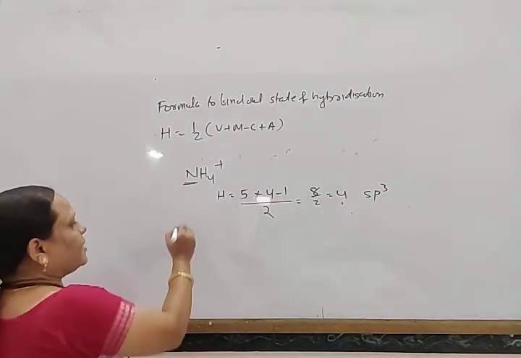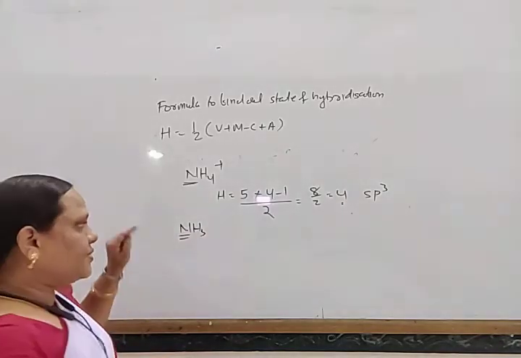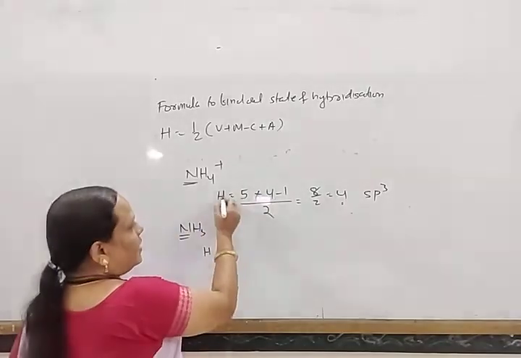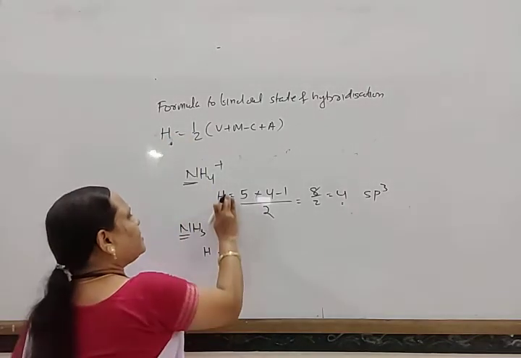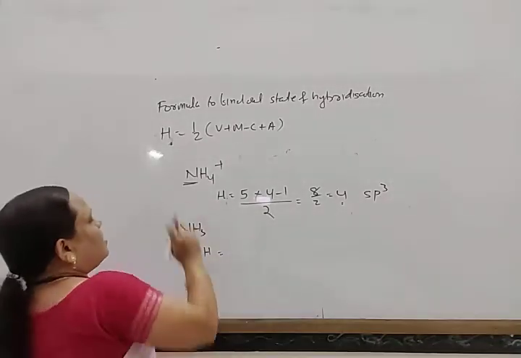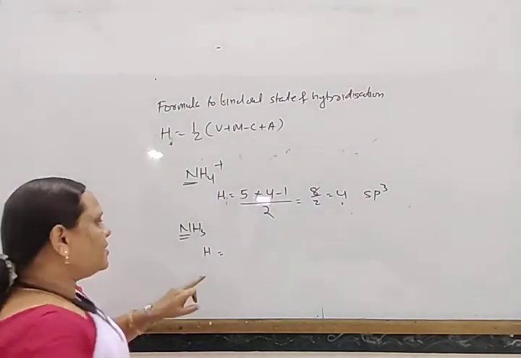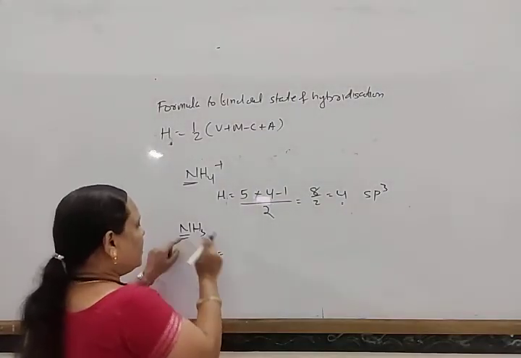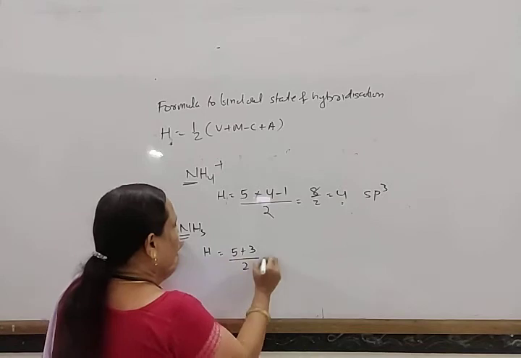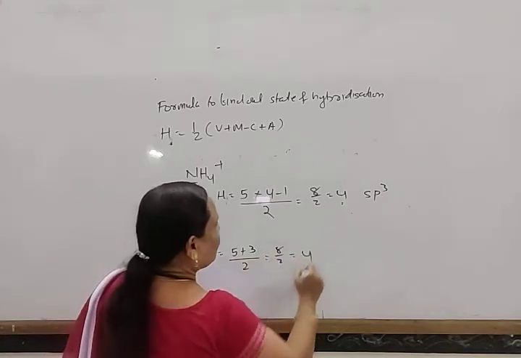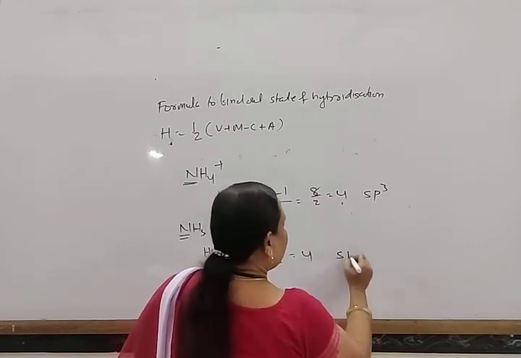But look at the case of ammonia. In ammonia, what is the hybridization of nitrogen? This H stands for hybridization. Okay, remember this: here the H in the formula is for hybridization, and the H in the molecule is hydrogen. The valence electrons of nitrogen is 5, the number of monovalent atoms is 3. 5 plus 3 by 2, that is equal to 8 by 2, which is 4. So H is 4 and the hybridization is sp3.